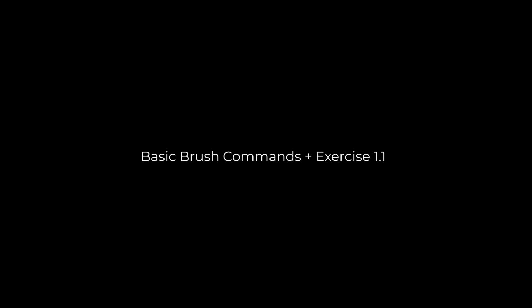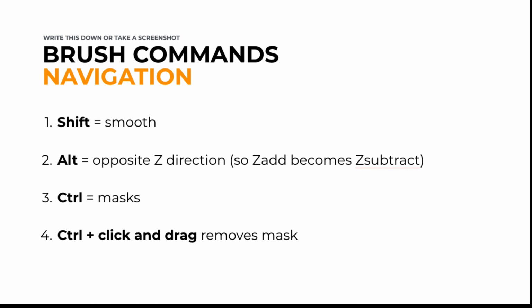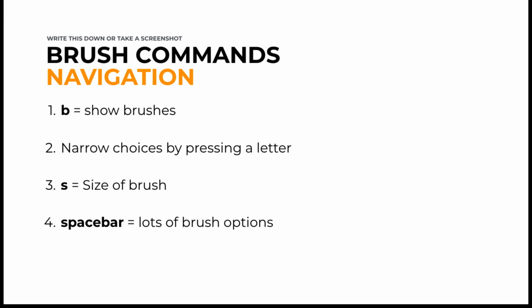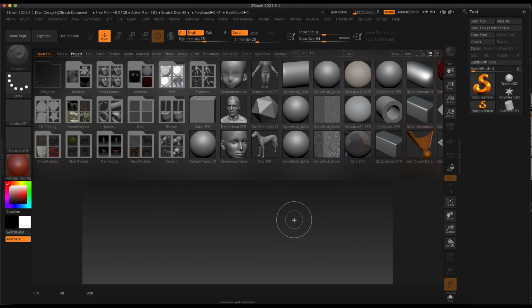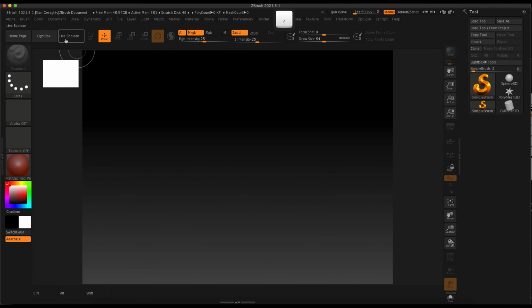Let's get into our very first exercise, 1.1, and it'll show you some basic brush commands just using Control, Alt, and Shift. So feel free to take a screenshot of these, but for your brush commands, Shift means smooth, Alt means the opposite direction, Control masks an object, and then Control, Click, and Drag outside of an object removes the mask. B activates the brushes. You can narrow your choice down by the letter, and then you can press S and you can adjust your size of the brush. And you can also press spacebar and it will bring up a menu of lots of brush options.